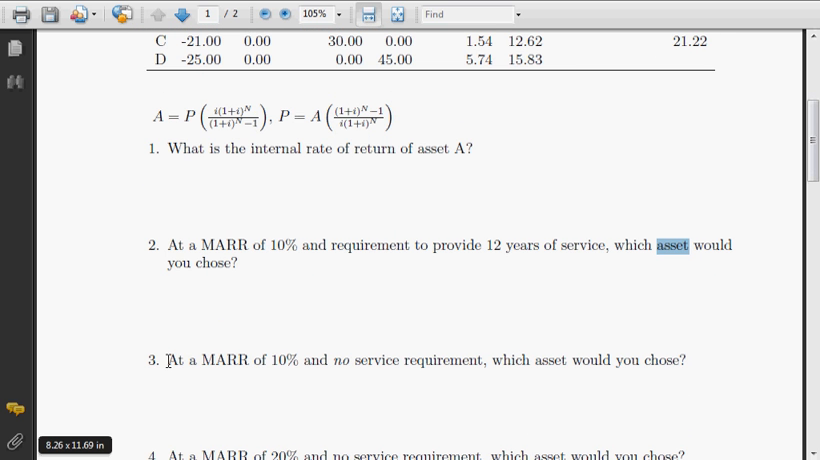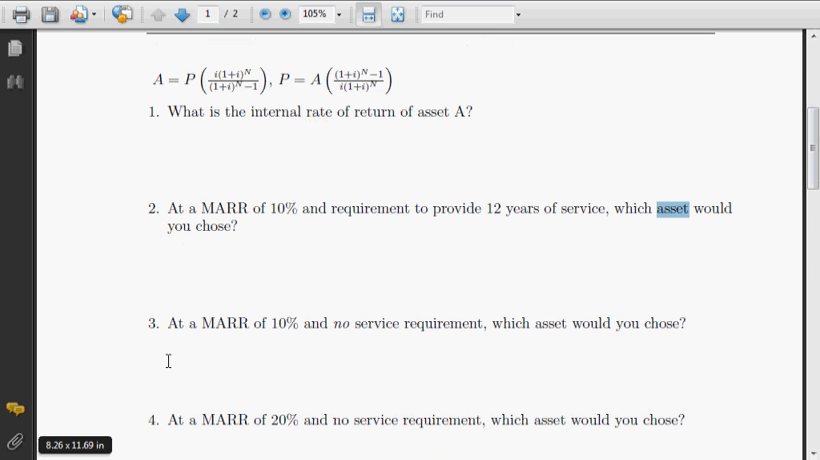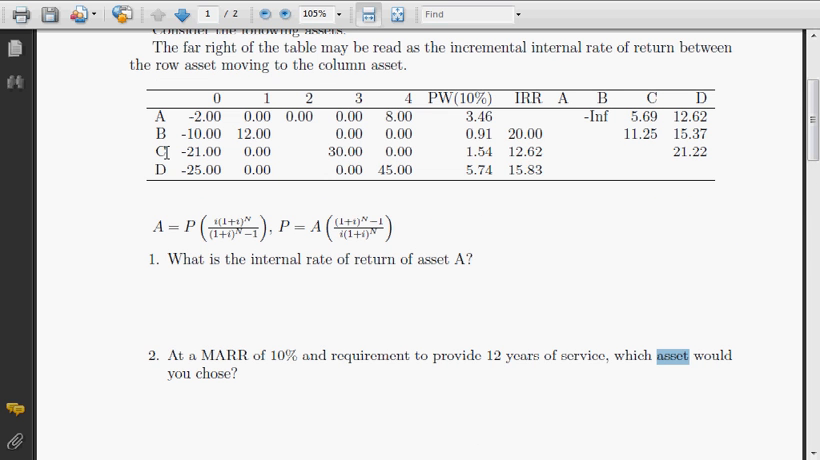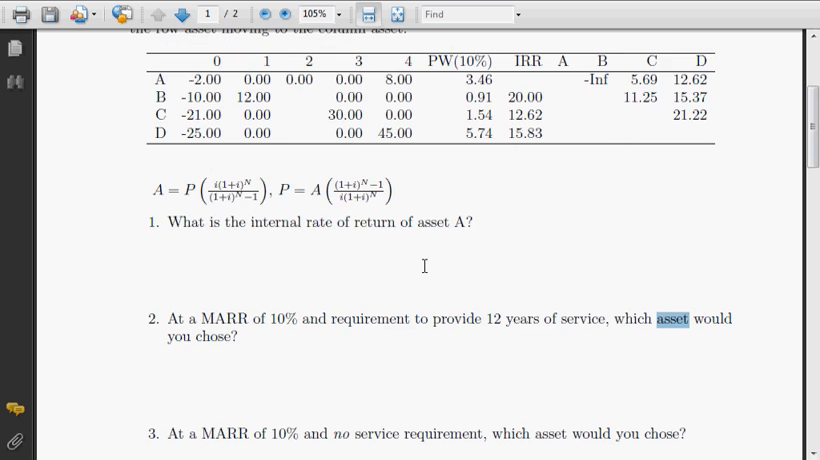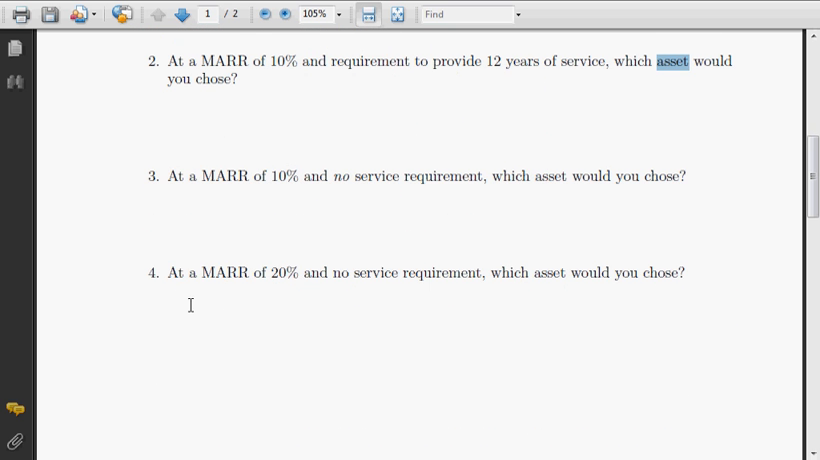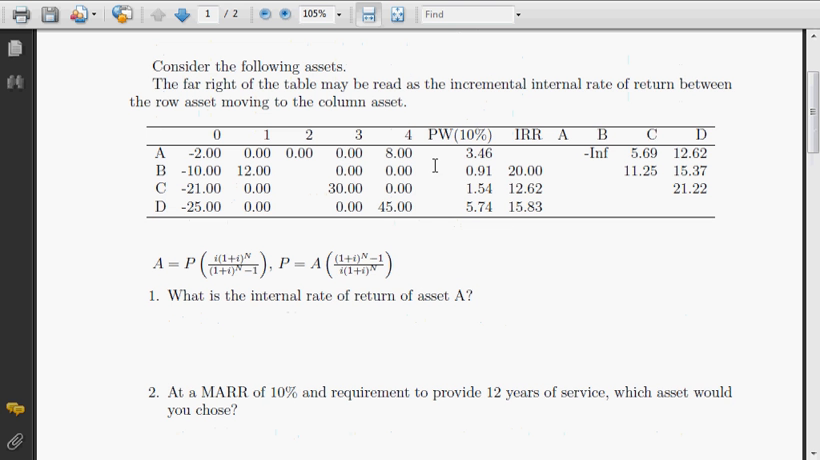The next one is, if you have no service requirements, which one would you choose? The idea is you're buying one of these assets and not chaining them together as you do in question number 2. And finally, question number 4: I've given you an entirely different internal rate of return. The idea is that you can't possibly calculate all the present worths, and so you are stuck using that exclusive choice algorithm for internal rates of return. I hope this is helpful and that you pass this particular essential question on the first try.